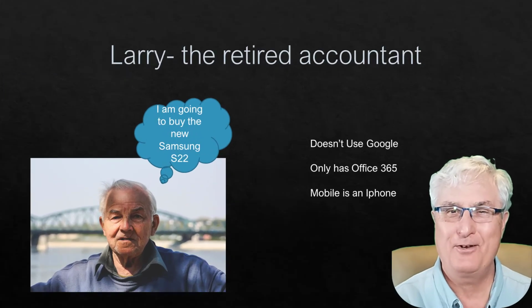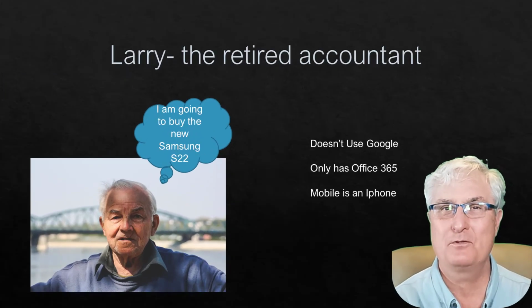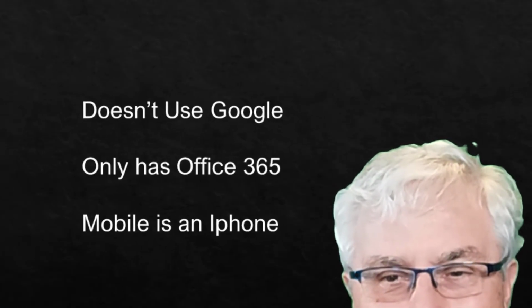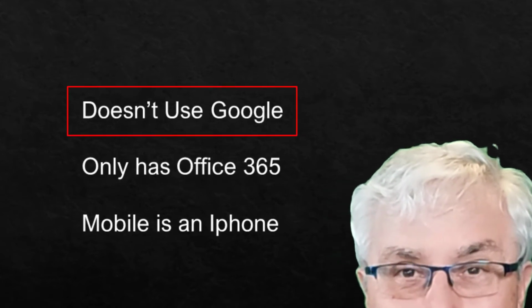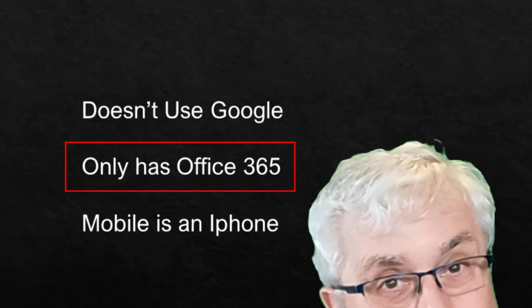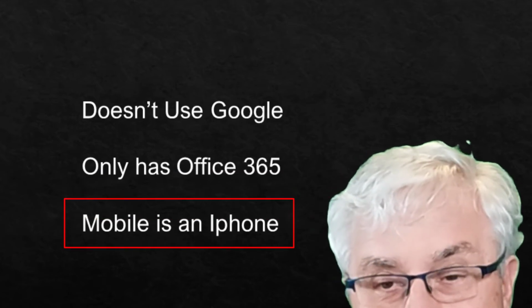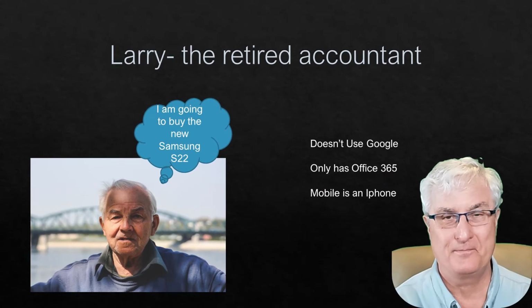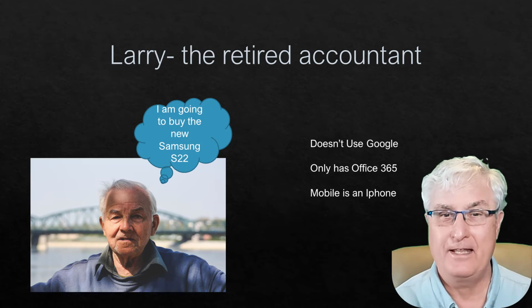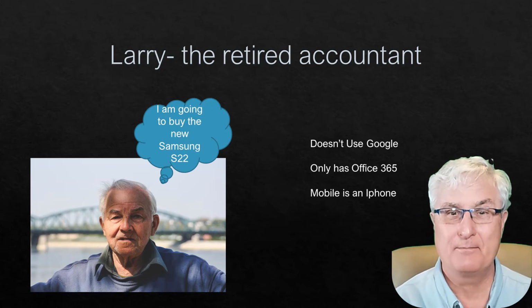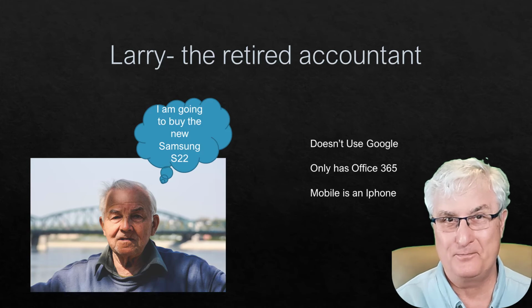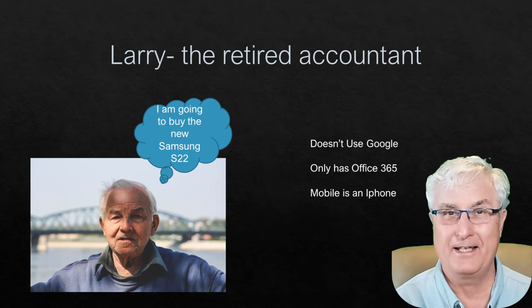Well, you see Larry, the retired accountant who comes to our tech department. He tells you that he doesn't use Google. He only has Office 365, and he has an iPhone for his mobile data. He tells you, though, that he's going to purchase a Samsung S22. What should you tell Larry?